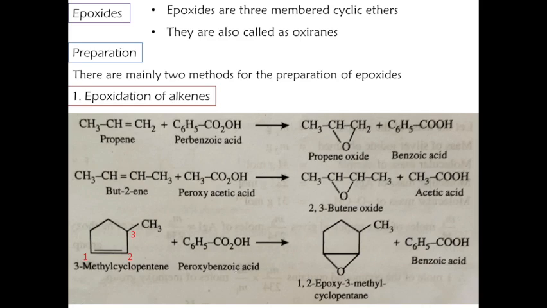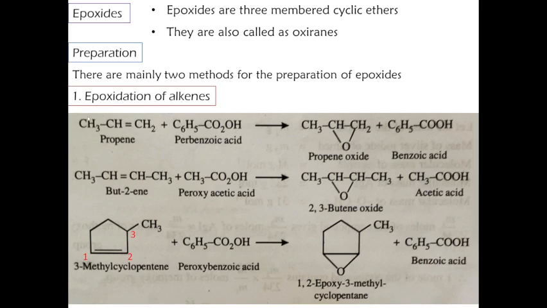Next we have to discuss epoxides. Epoxides are 3-membered cyclic ethers. We have already discussed them. They are also called oxiranes. And then how can we prepare epoxides? There are mainly 2 methods for the preparation of epoxides. First method is epoxidation of alkenes.